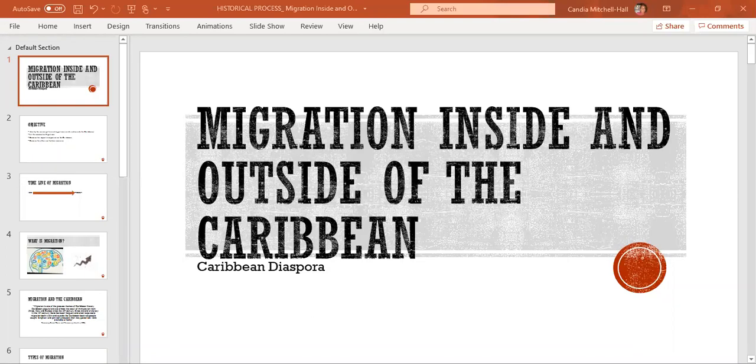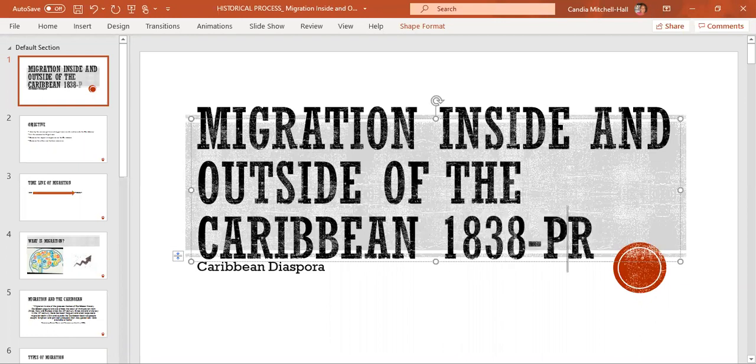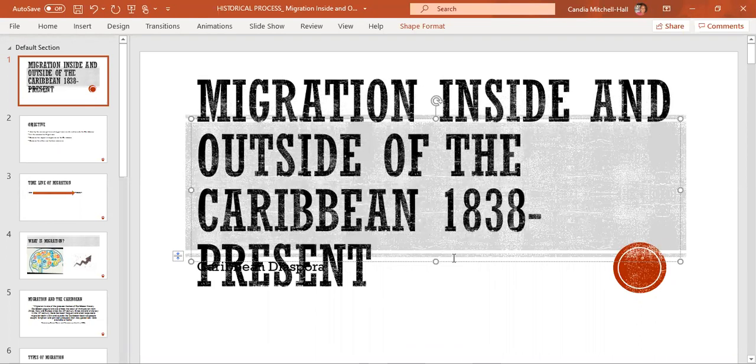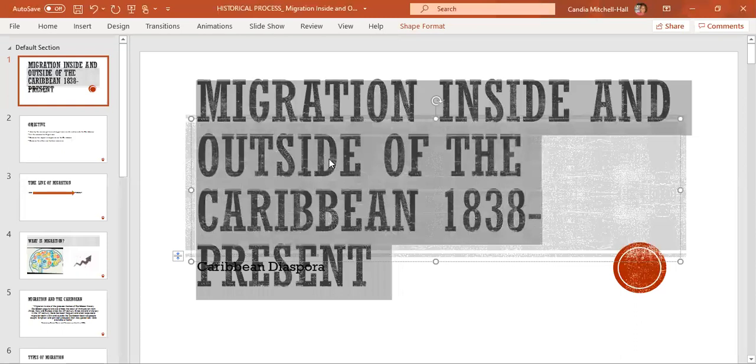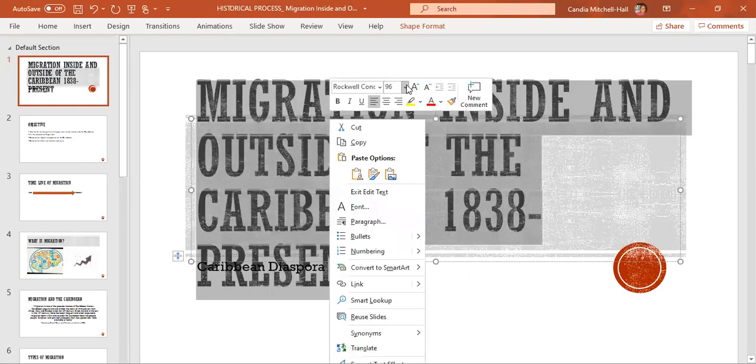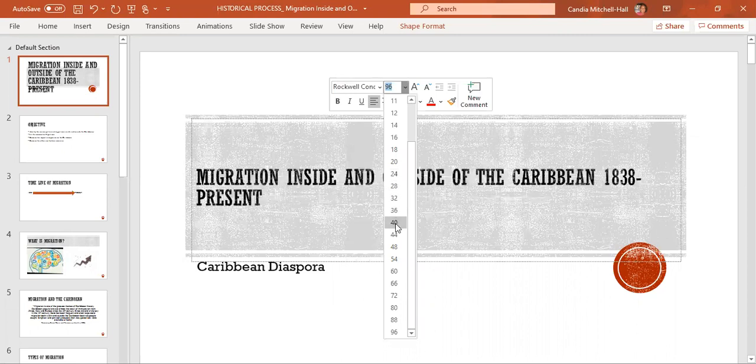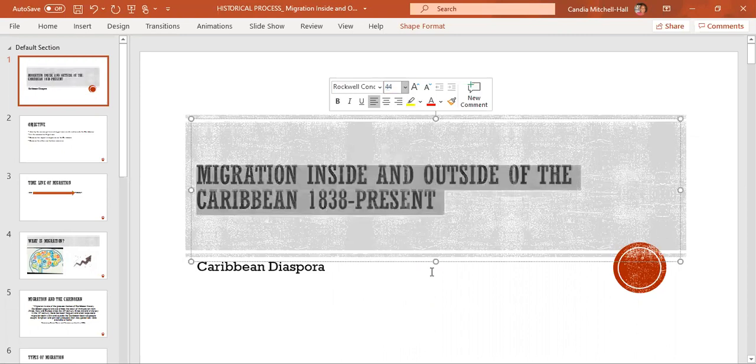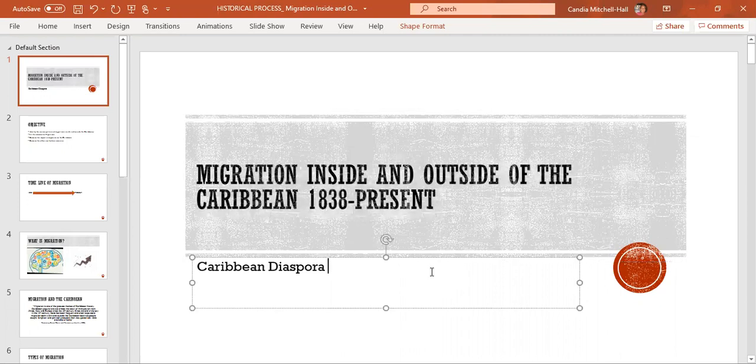For today's class, ladies, what we're going to do is look at migration inside and outside of the Caribbean from 1838 to present. So that's what we're going to do. Migration inside and outside of the Caribbean from 1838 to present.